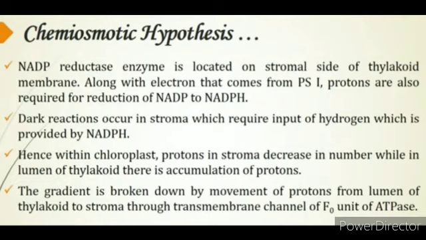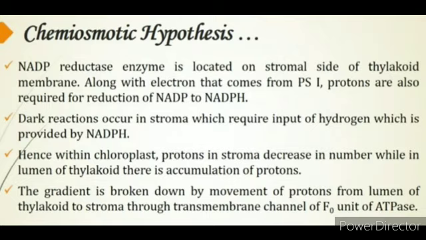Chemiosmotic hypothesis, check it out. NADP reductase enzyme is located on the stromal side of the thylakoid membrane along with the electron that comes from photosystem 1. Protons are also required for reduction of NADP to NADPH. Dark reactions occur in the stroma, which require input of hydrogen, which is provided by NADPH. Hence, within the chloroplast, protons in the stroma decrease in number, while in the lumen of the thylakoid, there is accumulation of protons.